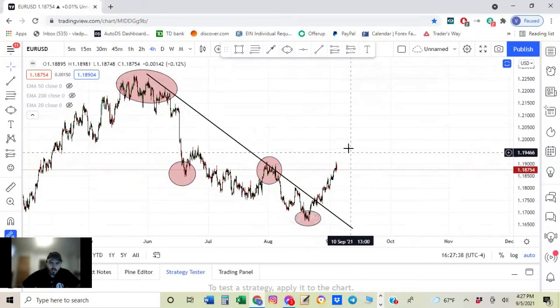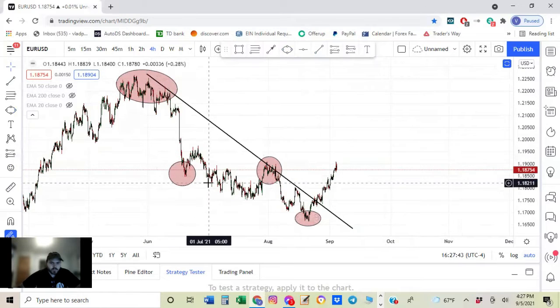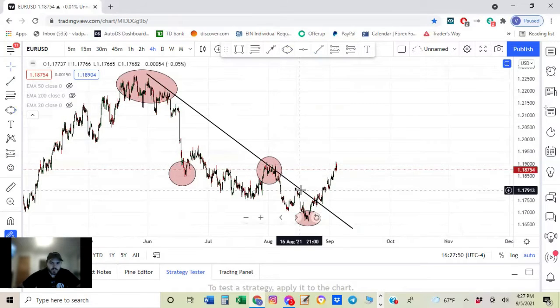So in a downtrend, what that means is we are waiting for a correction. So right here, we have an impulse. See right here? We have an impulse to the downside, a correction to the upside, and we're looking for sells.